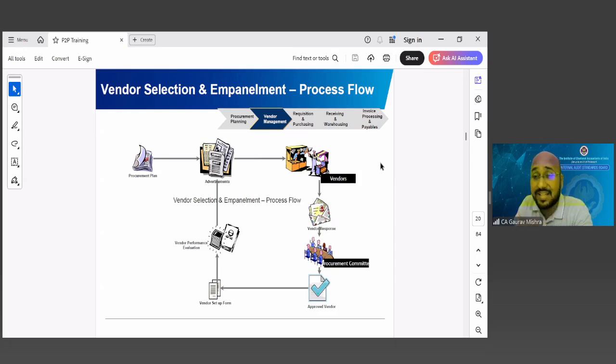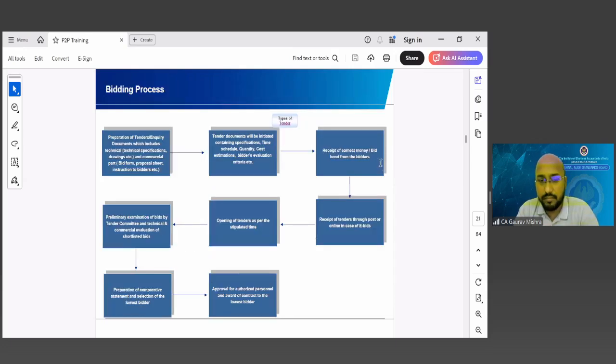Or there's a high chance that, for bypassing the authority, you may split the requisition into multiple parts. So these are a few of the risks in this particular process. Let us understand.